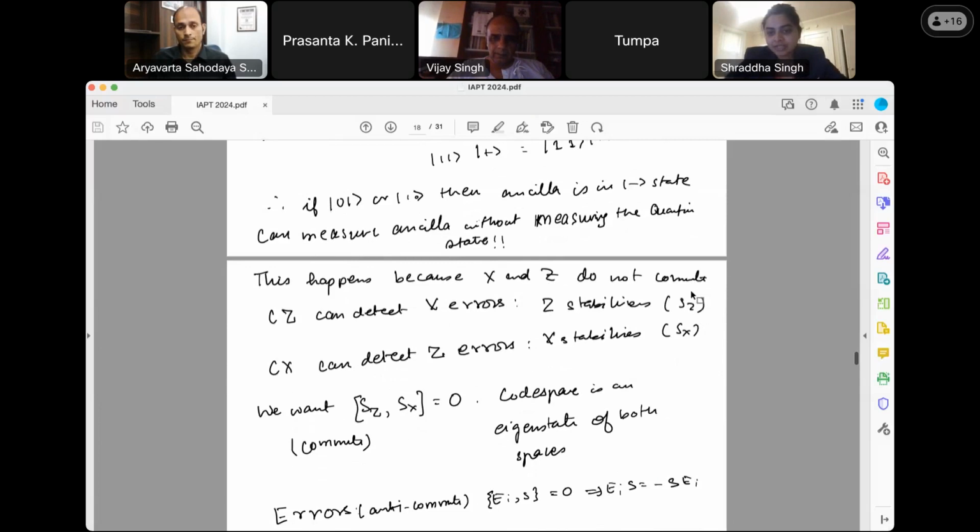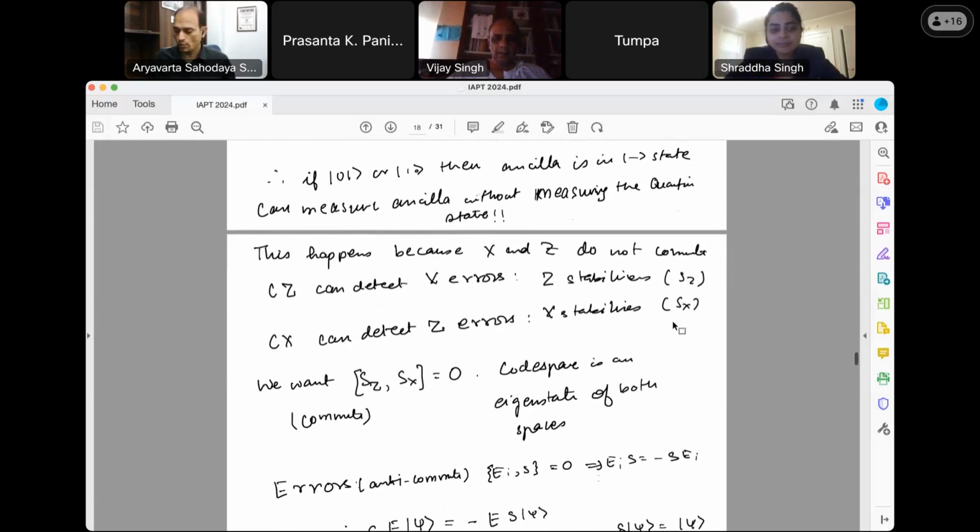So now I've said that all the Z stabilizers can be grouped into SZ, and all the X stabilizers can be grouped into SX. SZ and SX should commute for all stabilizers. All these Z stabilizers should commute with all X stabilizers. Even though X and Z do not commute, you can find some combinations of X and Z stabilizers that can commute. And the reason you want to do this is because, like I said, I want to detect both errors X and Z. That means I want to be in an eigenstate in both the bases, X and Z bases.